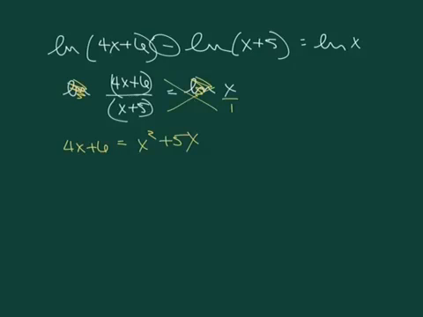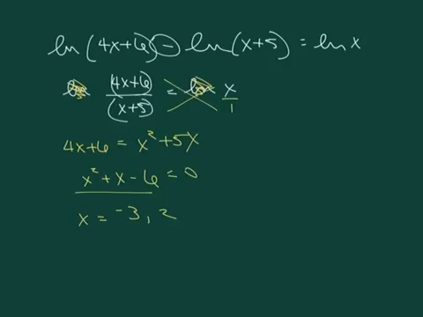Okay? And then combine everything there, and we get x squared plus x minus 6 equals 0. And we can factor that down into x plus 3 and x minus 2, so x equals negative 3 and x is 2.